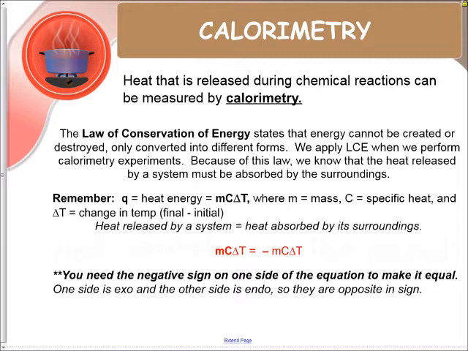We can say that mcΔT is equal to the negative mcΔT. These would have to be equal to each other because energy can't be created or destroyed. It's just converted. Now we need the negative sign on one side of the equation to make it equal. One side is exo and the other side is endo, so they are always opposite in sign.